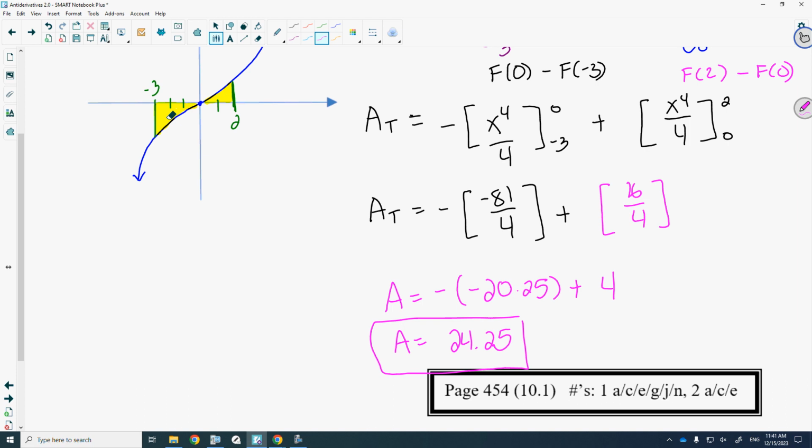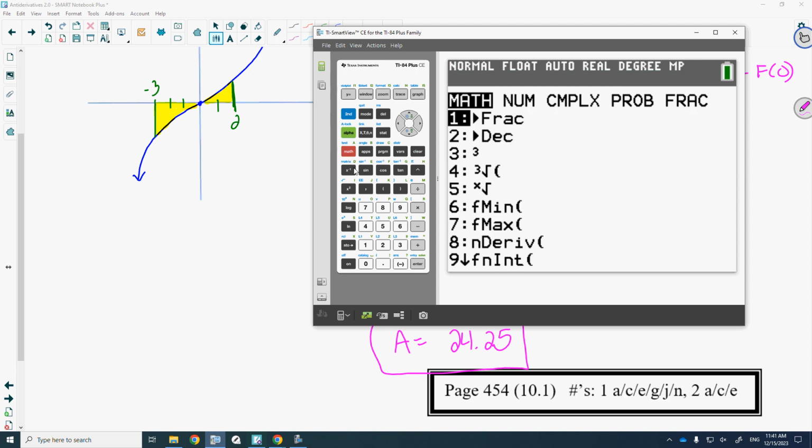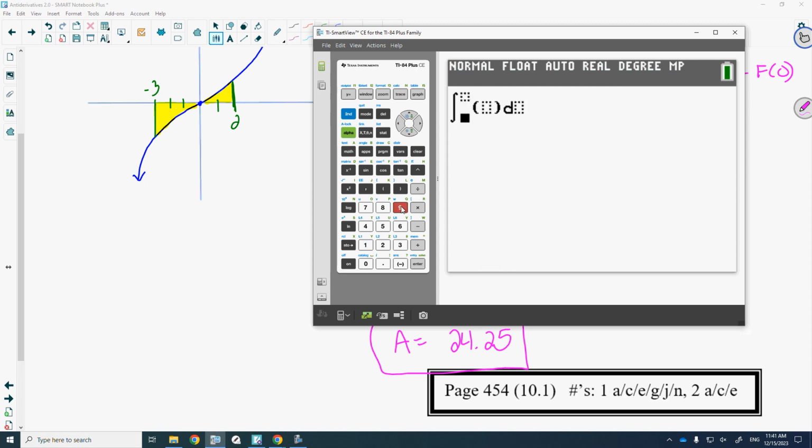units squared. So type this one into your calculator, because you'll get a totally different answer if students don't understand about separating it. Students that don't understand will type in math 9, and try to integrate from negative 3 to 2, integrating x cubed with respect to x. I know that overall there's going to be a net negative area, so overall there's a net negative area of negative 16.25.